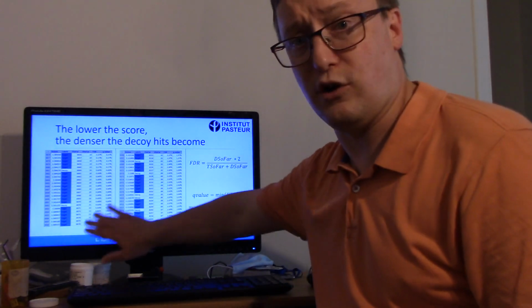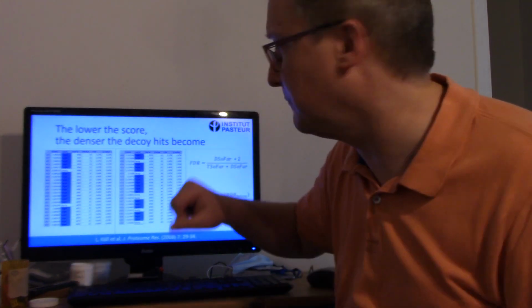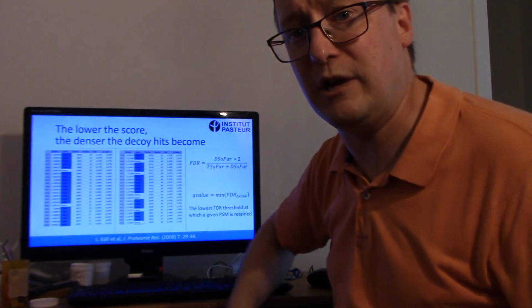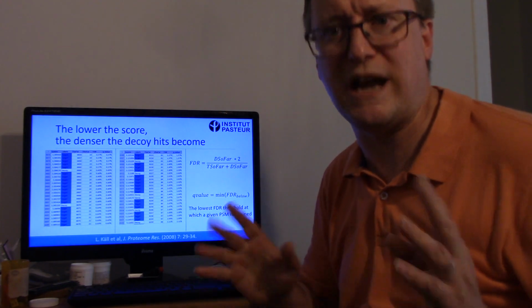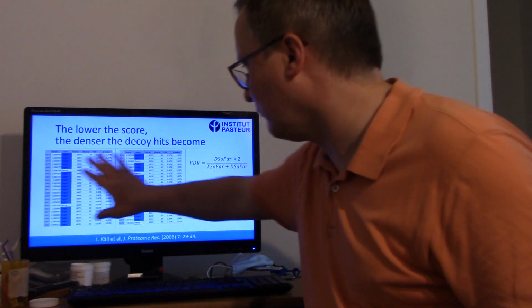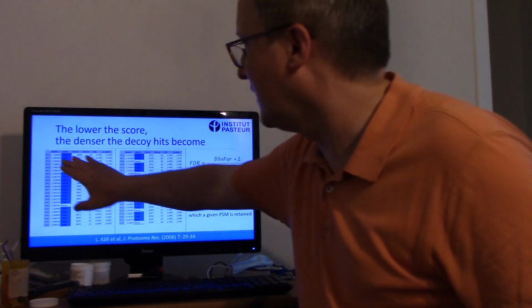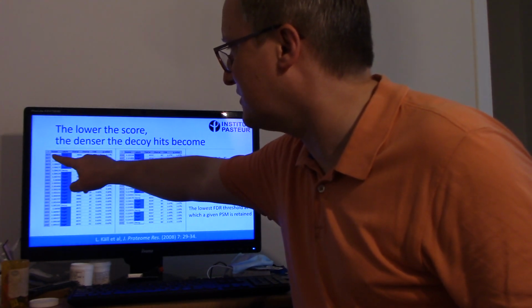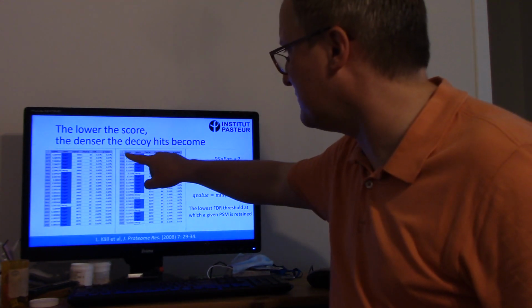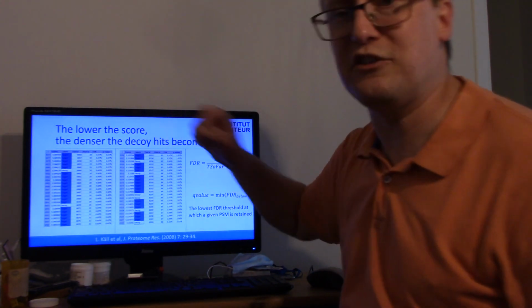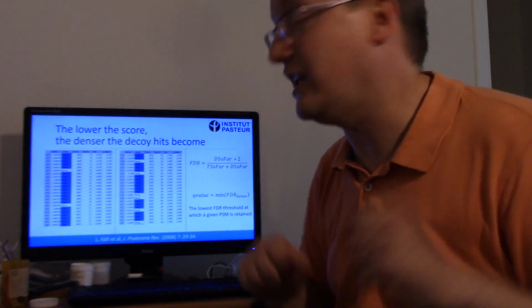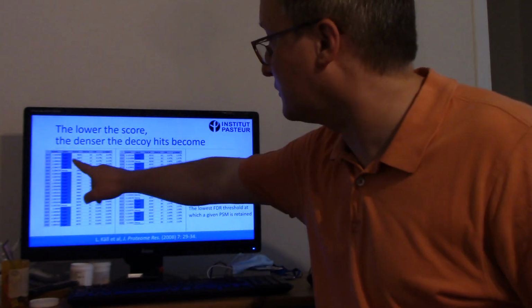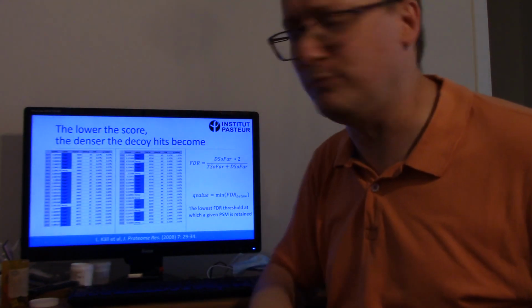I've now sorted all of my PSMs in a giant spreadsheet. And every time I had a target hit, I'm coloring it blue, and I'm leaving it uncolored if I had a decoy. But you can imagine that those are red if you like. Here we have two different regions of my big spreadsheet. This is PSM 6676 to 6698, and over here we have PSMs 8306 to 8328. So the closer they are to the top of the list, the more likely they are to be target hits. So if I looked at the very first page of these, they would all be blue.